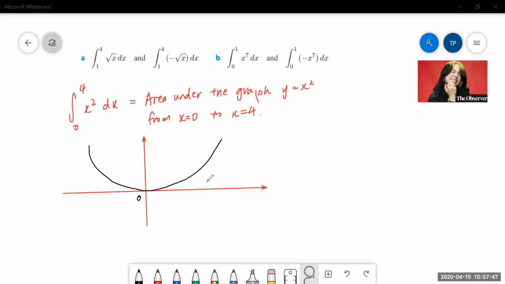Okay, so here is 0, and here is 4. Basically, the area that they want is this portion, the area under the graph. So this means this. I hope all is clear. But how are we going to evaluate the answer? Okay, so I'm going to show you.